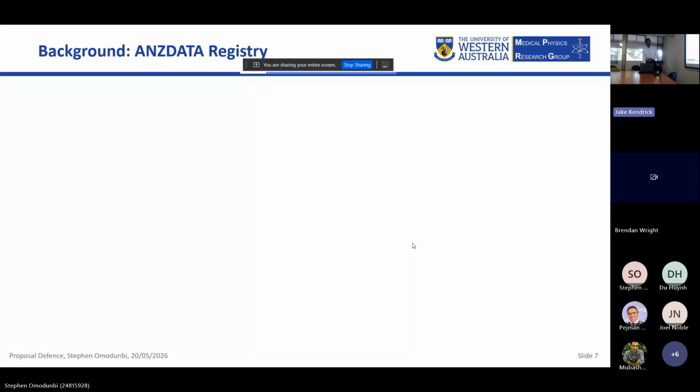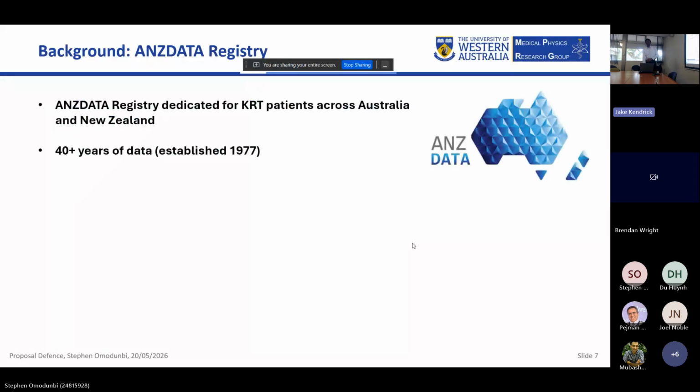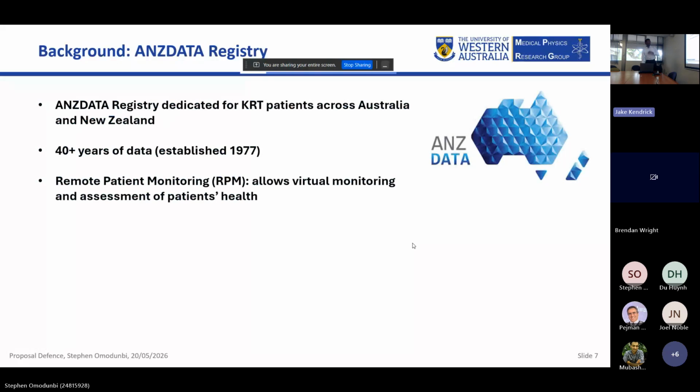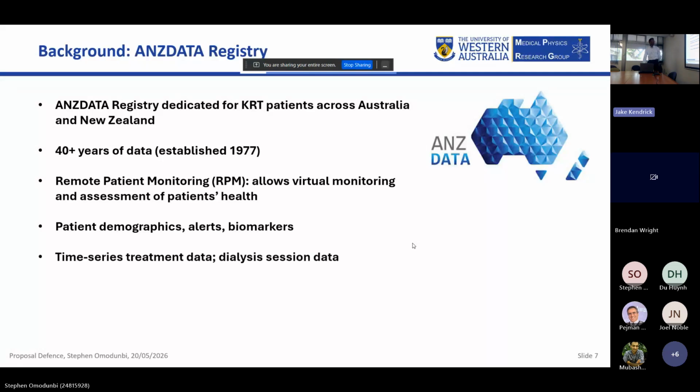We're lucky enough to be able to utilize the ANZ data registry, which is a large-scale data set for kidney replacement therapy patients across Australia and New Zealand. So it's got a lot of years in the making. It's going to have a lot of demographics and laboratory data, alerts, and biomarkers. And specifically, we're going to be using remote patient monitoring data. This has been around for a few decades. It allows virtual monitoring and assessment of patients' health, but really it's been picked up a lot more since COVID. So we'll be able to see the effect that'll have on our predictions.